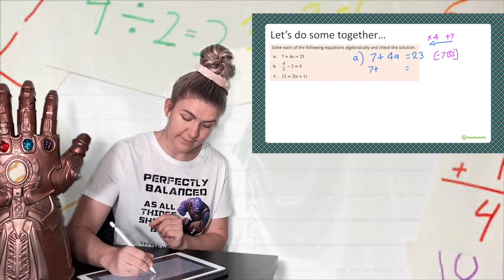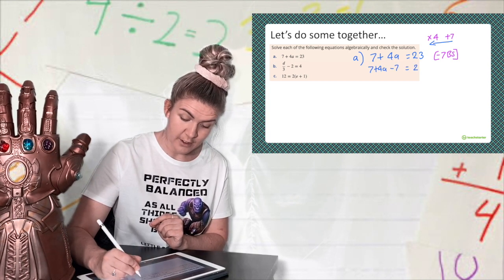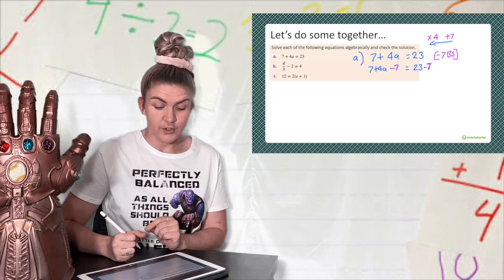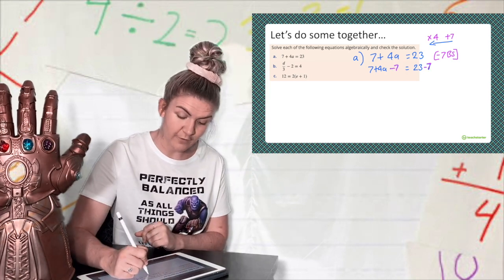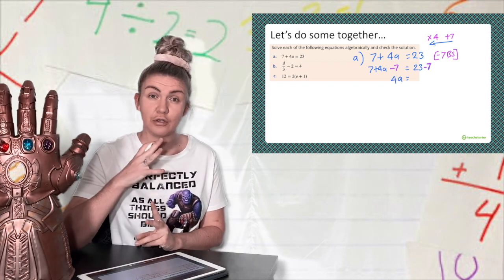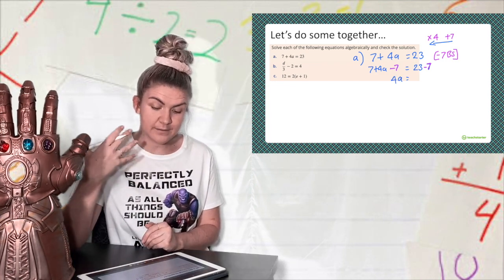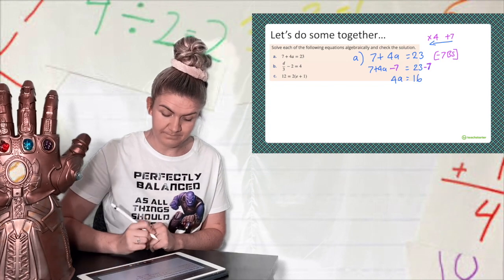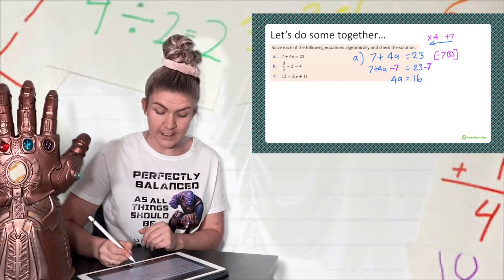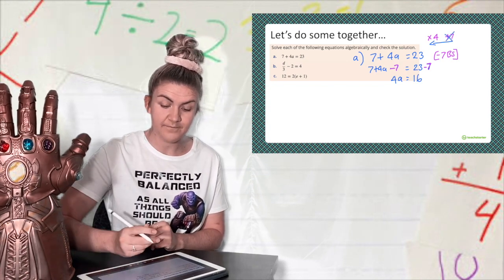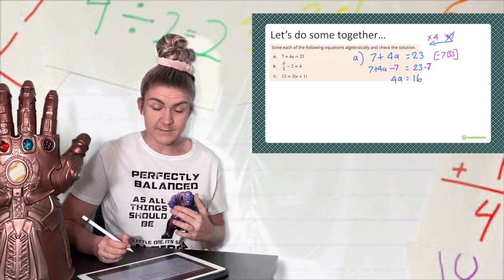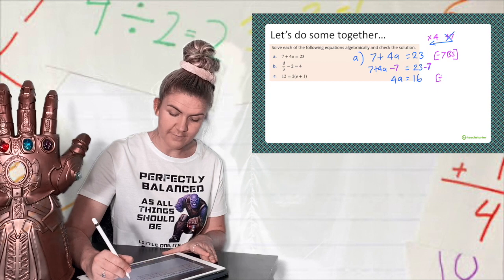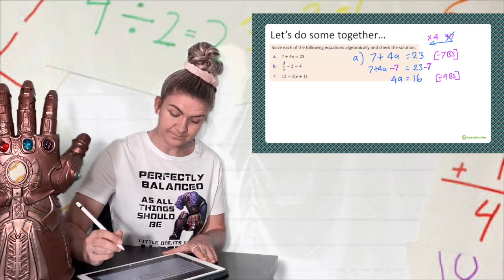So let's do it. 7 plus 4a takes 7. 23 takes 7. 7 takes 7 cancels out, but now I don't have just a left over. I've got 4a left over. Make sure you don't lose that 4. 23 takes 7 is 16. Now I've done that step, and you could even tick it off if you want. Now I have to undo the times by 4. And the opposite of times by 4 would be divide by 4 on both sides.